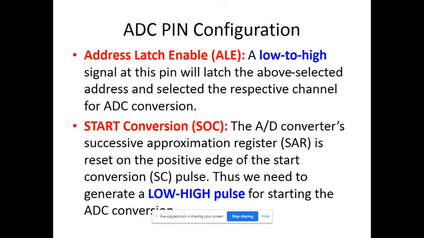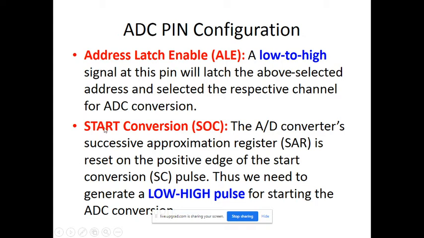Next, address latch enable. When the controller sets the proper number on A, B, C, for address latch enable, the controller will apply a low to high pulse. Okay, when it is a low to high pulse, that time whatever information, whatever address you are choosing, that is latched, or the respective channel is connected to the ADC for ADC conversion. Now once your particular channel is connected for ADC conversion, we are giving the next signal. Means the controller will send the next signal, that is the start signal, that is the start bit.